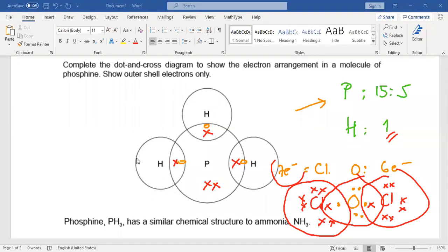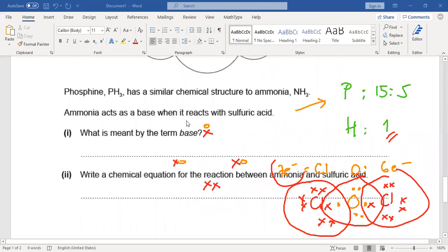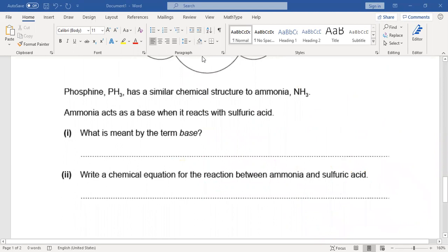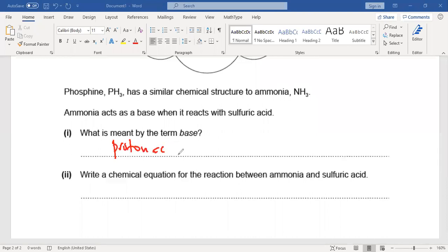Next is: phosphine has a similar chemical structure to NH3. What is meant by a base? A base, by definition, is a proton acceptor. Why is it a proton acceptor? Watch this one. When you consider PH3, or NH3 for example, you'll have 1, 2, 3, 4, 5, and then I have H: 1, 2, and 3.